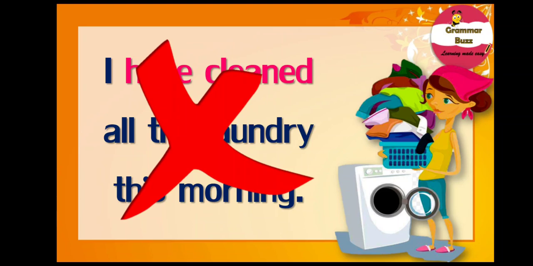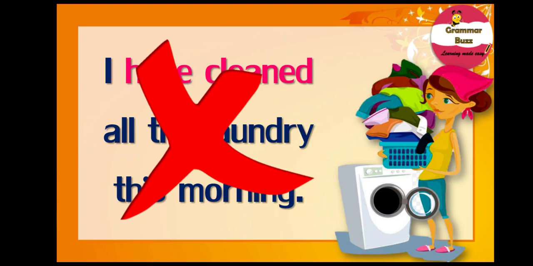And in this sentence, the words "this morning" tell us about a specific time. So we cannot use the present perfect in this sentence. Hence, the sentence is incorrect. The sentence would have been correct if written as, "I have cleaned all the laundry," omitting the words "this morning." So remember, in present perfect tense, we never refer to time because the time is not important. It is the action that is important. Simple so far?